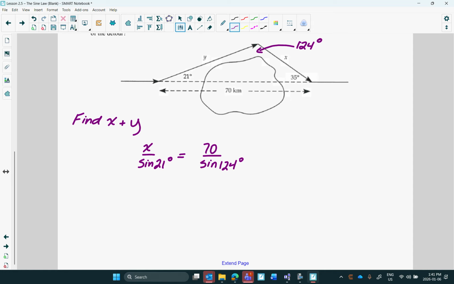And then for y, might as well do y. It would be y over sine the angle its opposite, 35 degrees, equals the same fraction that I wrote when I was finding x. So I've got to solve both of these.